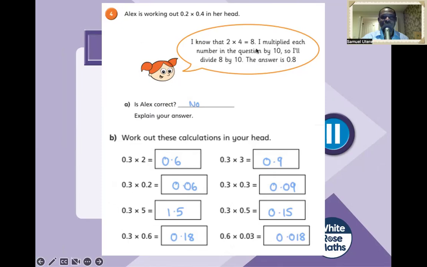So I know that 2 times 4 is 8. I multiplied each number in the question by 10. So I will divide 8 by 10. The answer is 0.8. Of course, she's wrong.